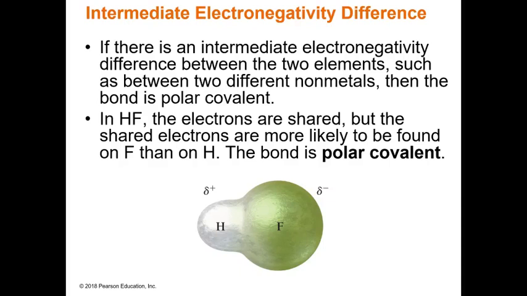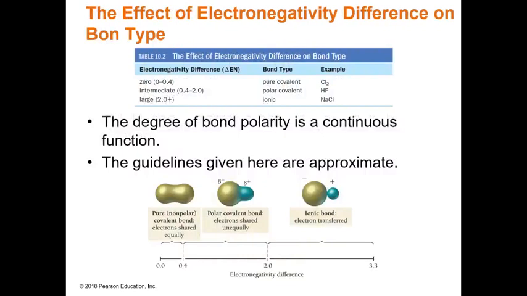Between these extremes is an intermediate difference in electronegativity, typical of bonds between two different nonmetals. The electrons are shared but unequally. This results in a polar covalent bond. For example, in HF, the electron pair is more likely to be near.